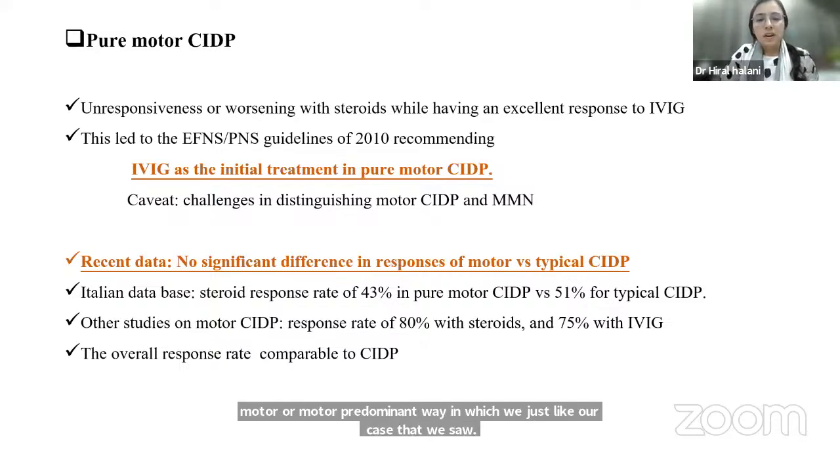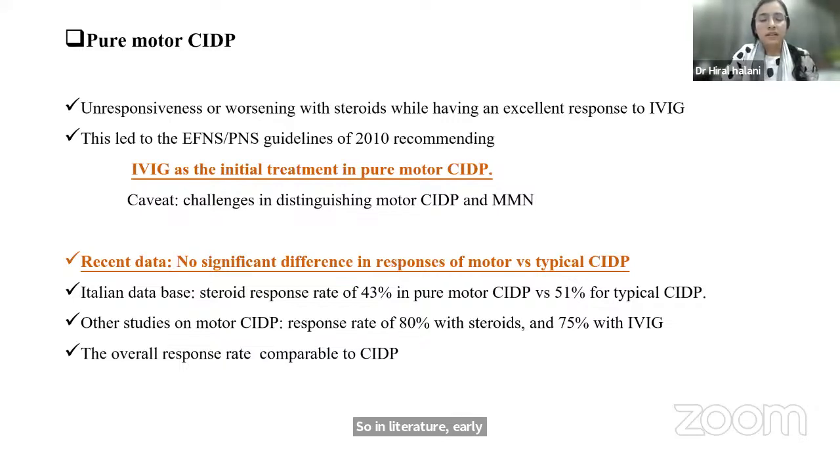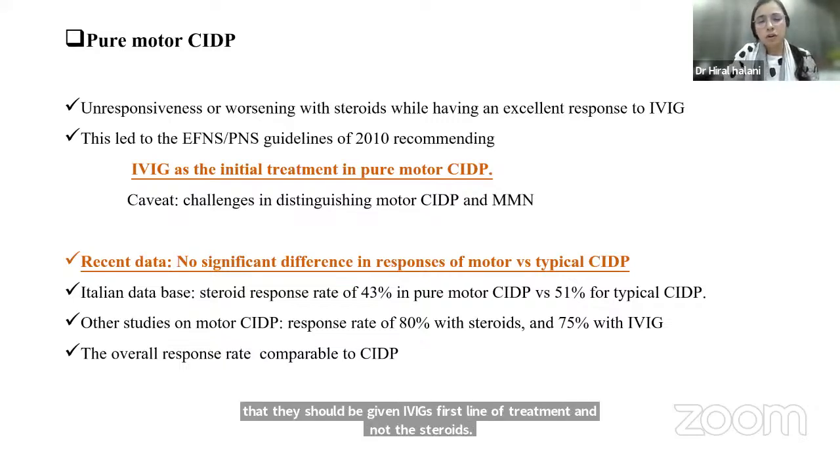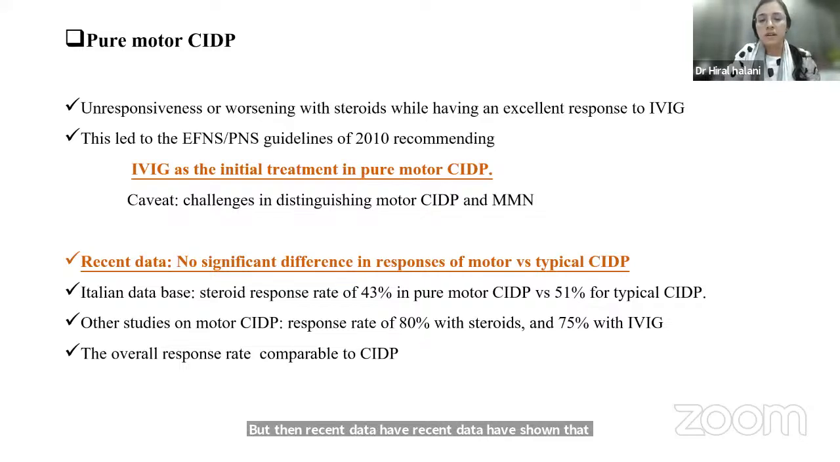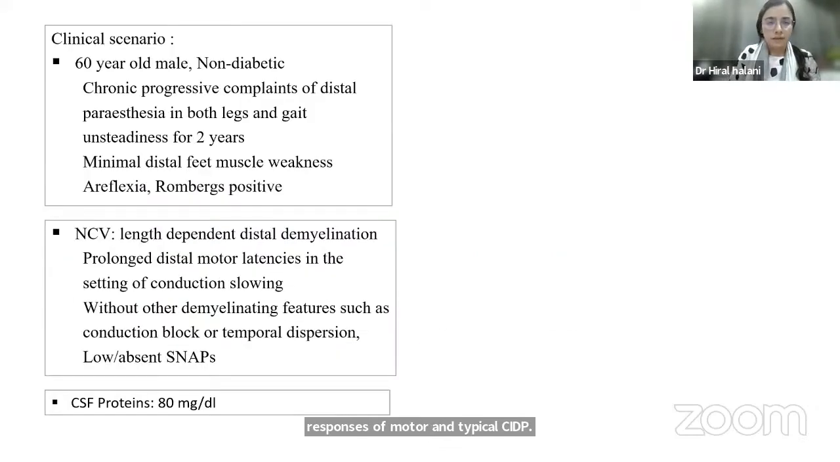So in the early literature, there was a concern that these patients are typically resistant to steroids, or they even worsen with steroids. And this even led to the recommendation in guidelines that they should be given IVIG as first line of treatment and not steroids. But then recent data have shown that there is no significant difference in the responses of motor and typical CIDP. The overall response rate is comparable to typical CIDP.